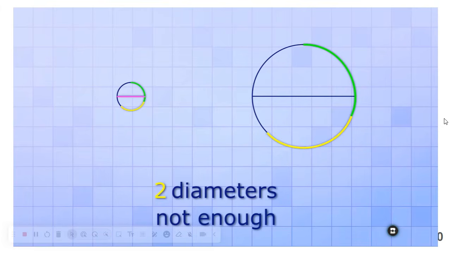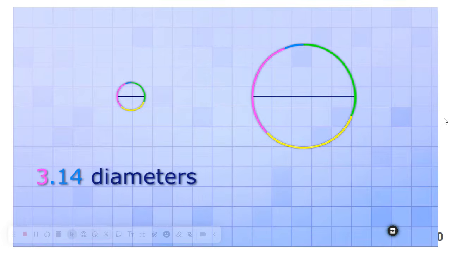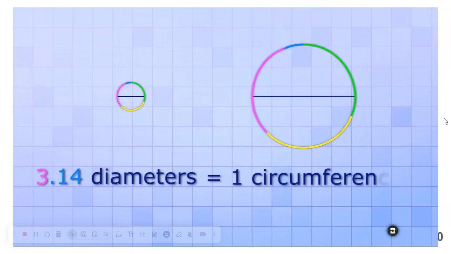It looks like we're going to need to get a third diameter and keep going. Oh, so close! 3 diameters is almost enough, but it looks like we're going to need just a little bit more to form a full circumference. That little bit more turns out to be about 0.14 diameters. That means that it takes 3.14 diameters to equal 1 circumference for any circle, big or small.